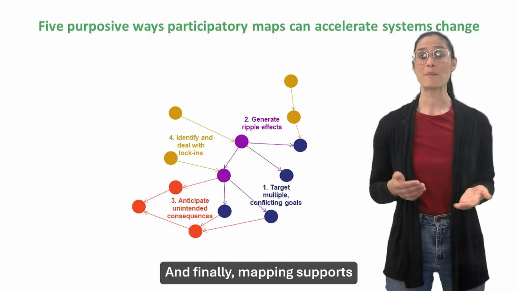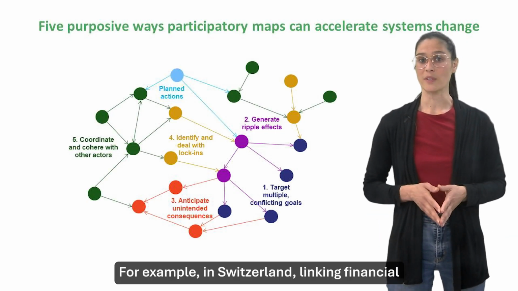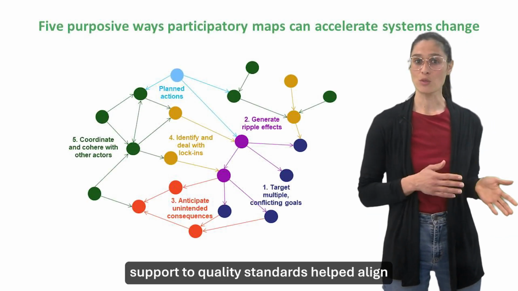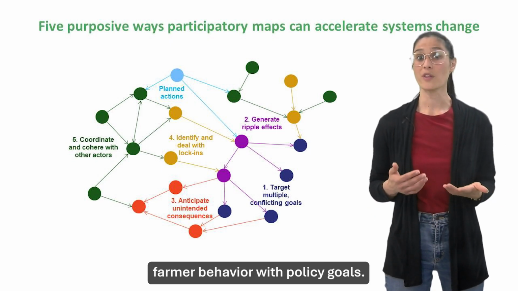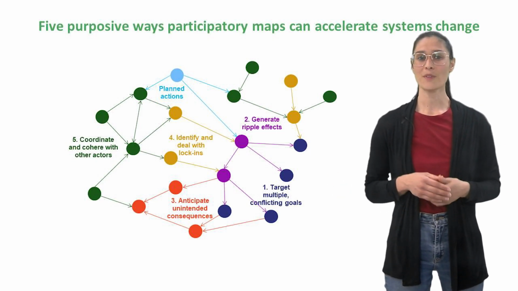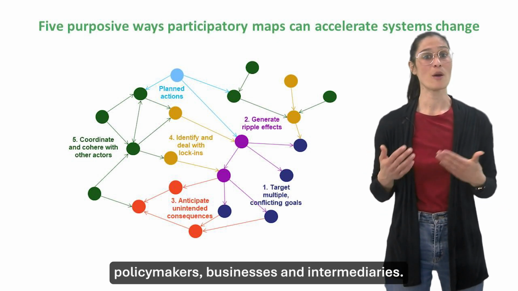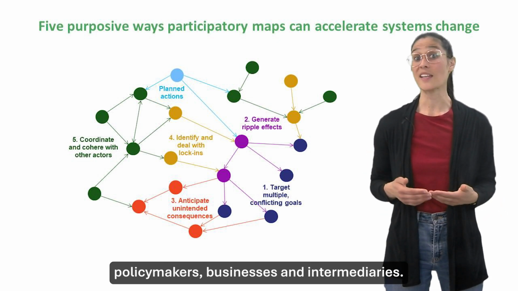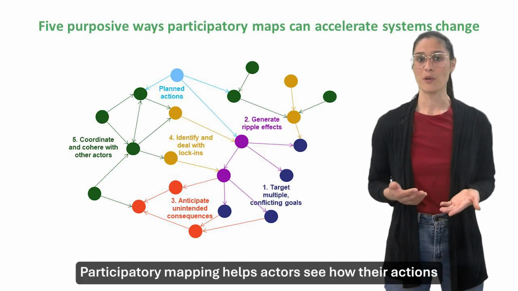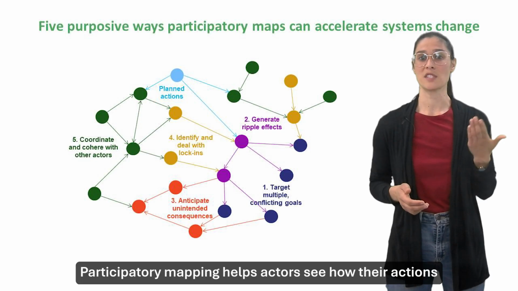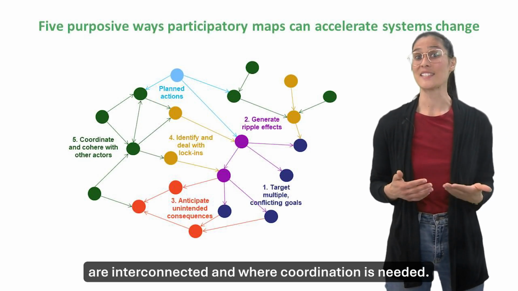And finally, mapping supports coordination across actors. For example, in Switzerland, linking financial support to quality standards helped align farmer behavior with policy goals. More broadly, many strategies required coordination between farmers, policymakers, businesses, and intermediaries. So no single actor can drive change alone. Participatory mapping helps actors see how their actions are interconnected and where coordination is needed.